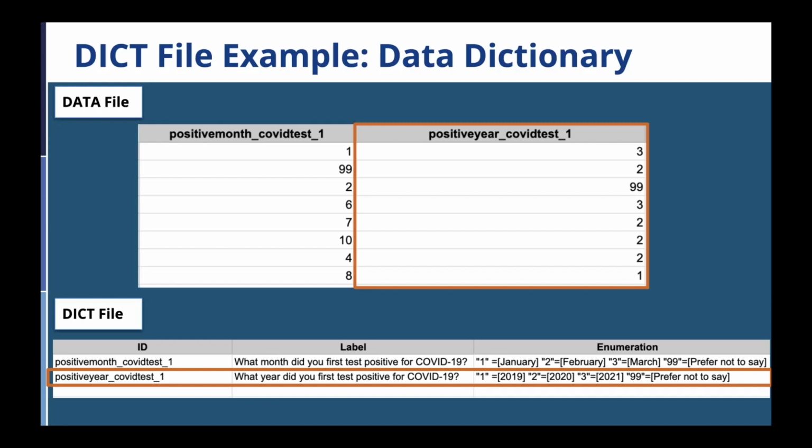In the bottom of the screen here, on the second row, you can see the description of positive_year_COVID_test_1. You can see that there's a label that gives a human readable name for this. But moreover, you can also see that 3 is a code for the year 2021, and 2 is a code for the year 2020. The data dictionary provides other information, so not everything is shown here. This other information explains the semantics of columns in a precise way so that it's possible to correctly interpret the data files for reuse.